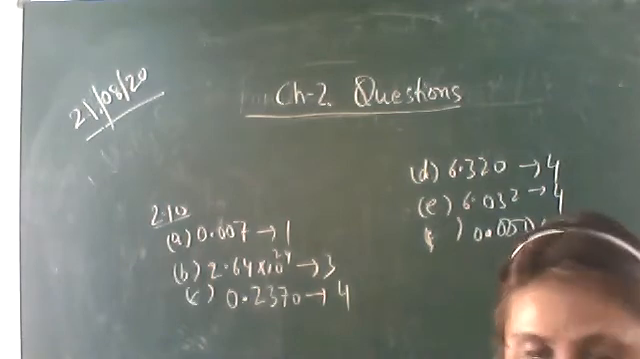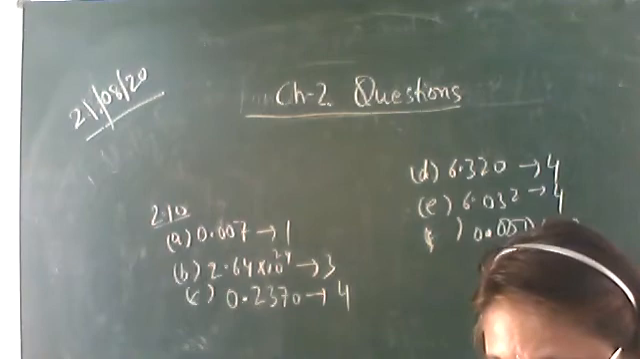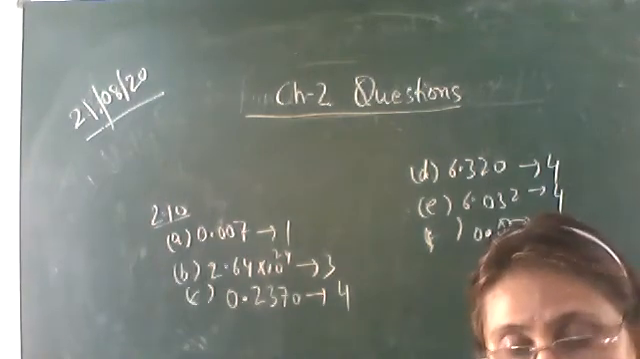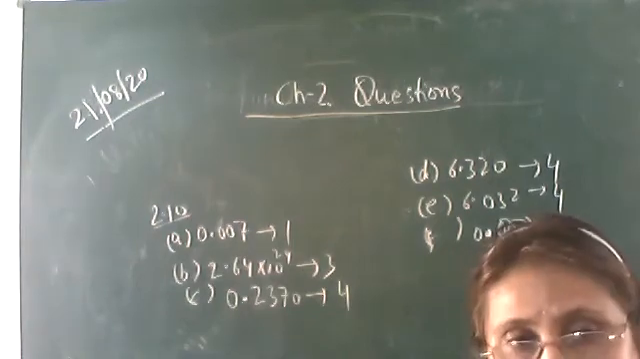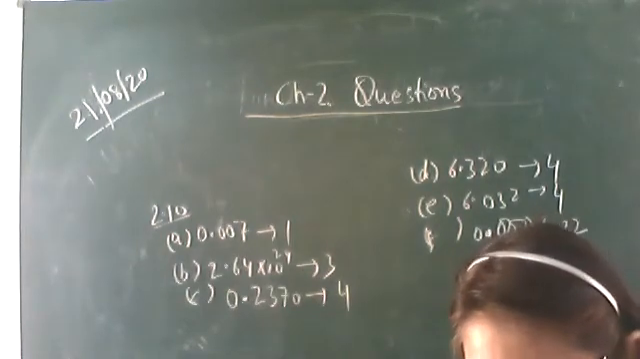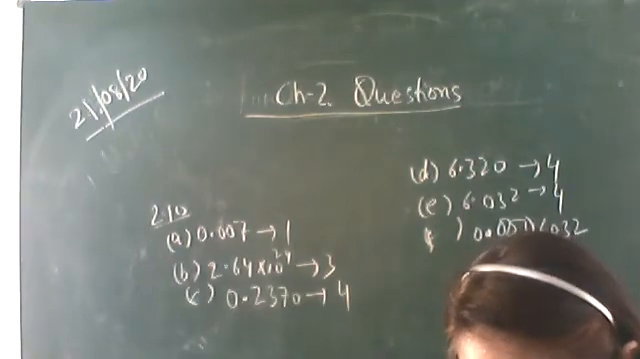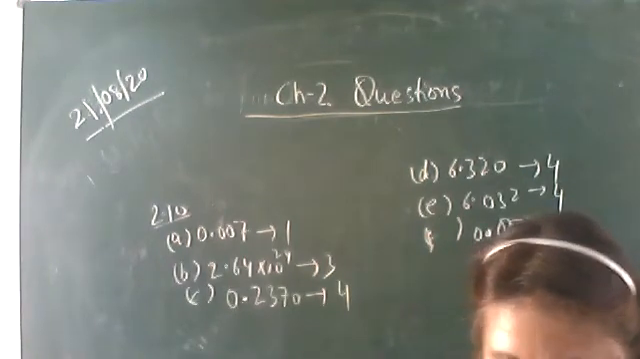Okay, this delta a upon a into 100 is 1%. Then the percentage error in b is 3, c is 4, and d is 2%. Okay, the same way. We have already done this type of question. Okay, then question number 14.